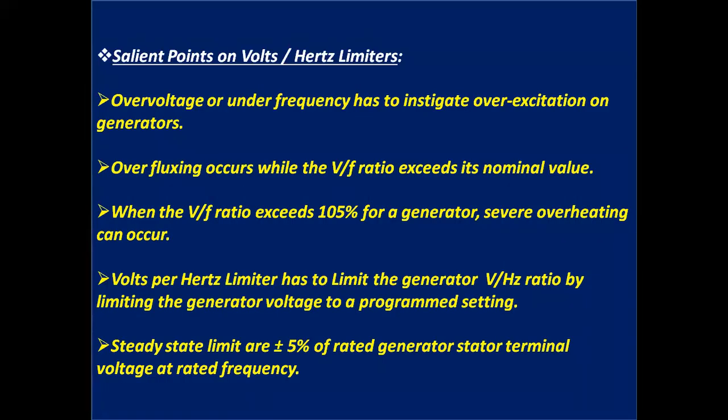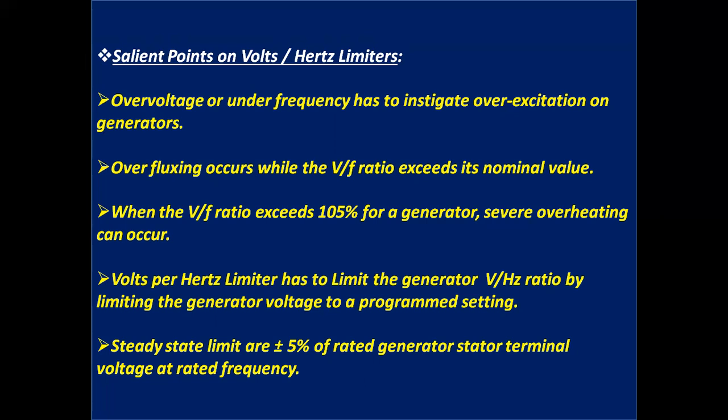Salient points on volts per Hertz limiters. Overvoltage or under frequency has to instigate overexcitation on generators. Overfluxing occurs while the V/Hz ratio exceeds its nominal value. When the volts and frequency ratio exceeds 105% for a generator, severe overheating can occur.